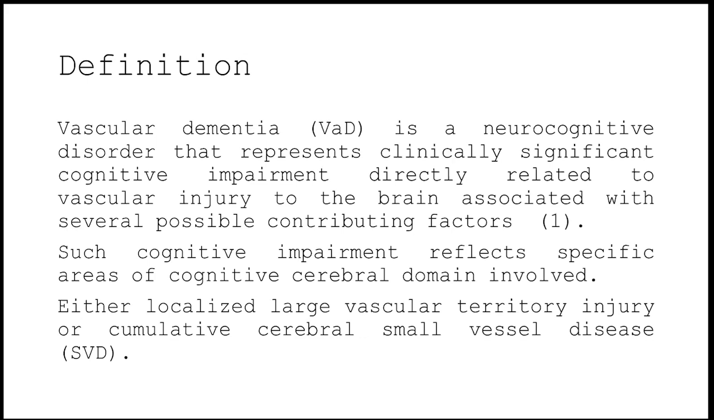So this cognitive impairment, as you can imagine, is related to which part or domain of the brain is affected by a vascular injury or a vascular insult. So if it's a speech area that's affected predominantly following a cerebrovascular event, being that ischemia, large vessel ischemia, small vessel disease, or hemorrhage, then the cognitive impairments related to speech will be the prominent feature here.